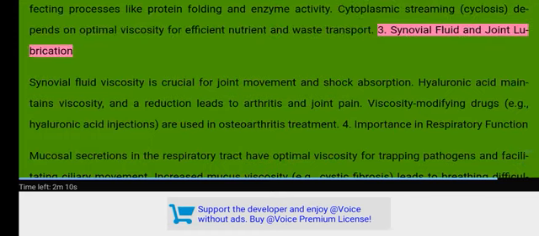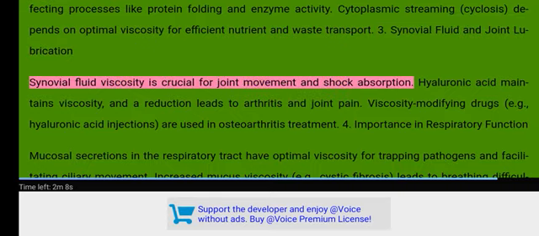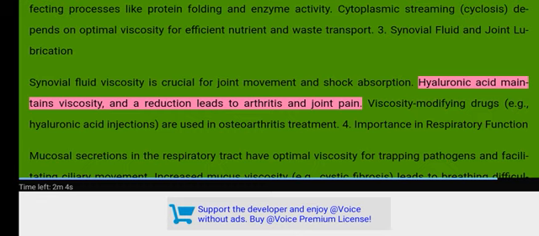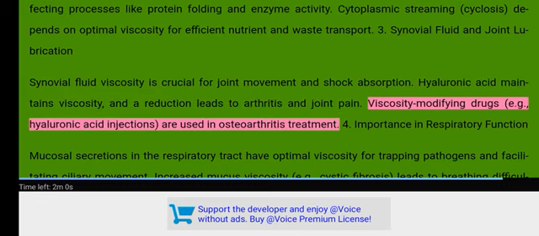3. Synovial fluid and joint lubrication. Synovial fluid viscosity is crucial for joint movement and shock absorption. Hyaluronic acid maintains viscosity, and a reduction leads to arthritis and joint pain. Viscosity-modifying drugs, e.g., hyaluronic acid injections, are used in osteoarthritis treatment.